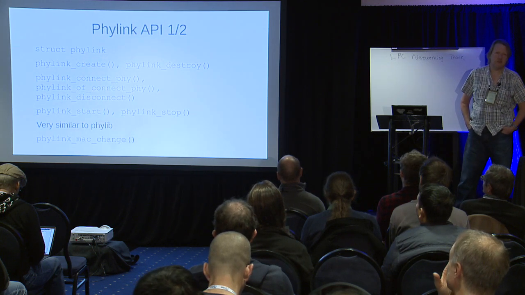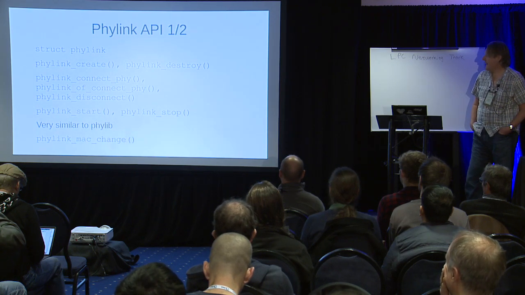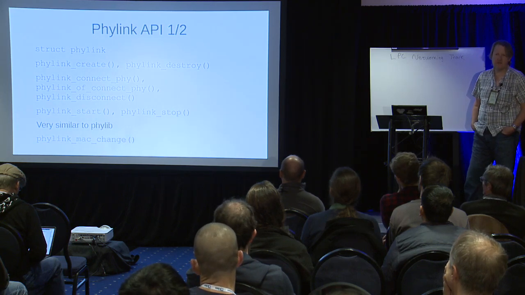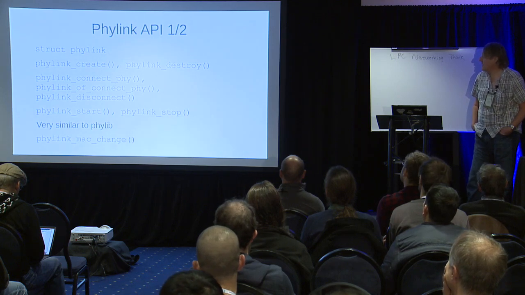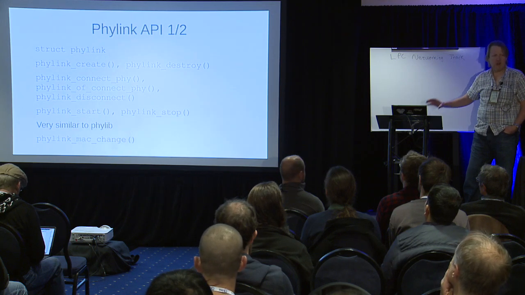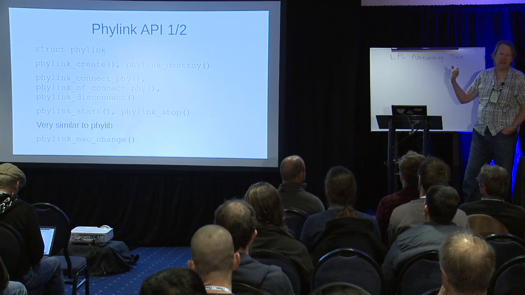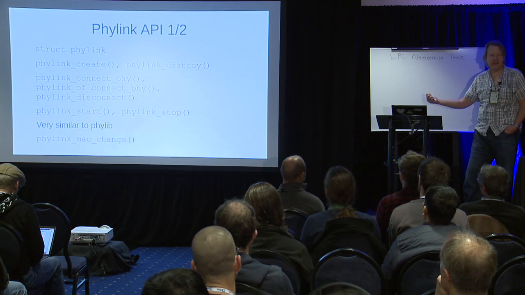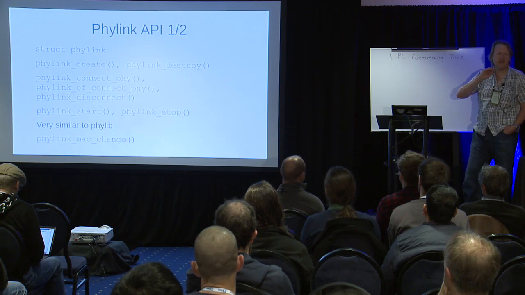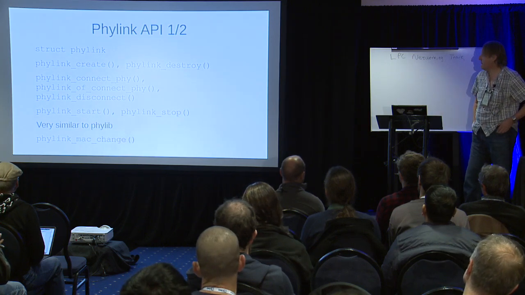So we introduced, Russell decided to introduce a new API to solve all these problems. To try and make it easier to use, he actually kept it quite similar to the old API, rather than invent something completely new. So we have a struct phylink, and this represents the whole chain, rather than just a PHY. It can handle an SFP. It can handle a PHY inside an SFP. It can handle the SERDES links. It hides all that knowledge into one structure, which then has a number of structures underneath it.